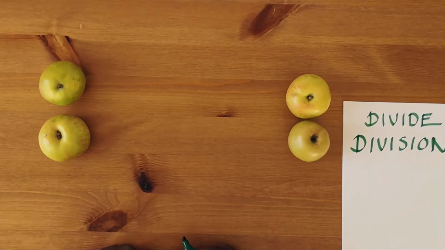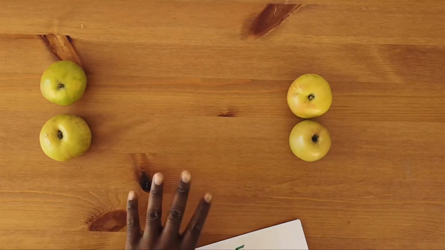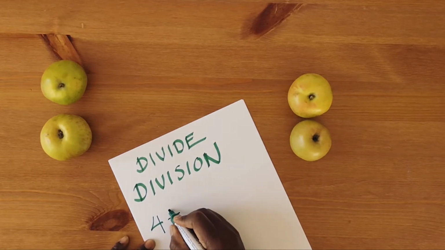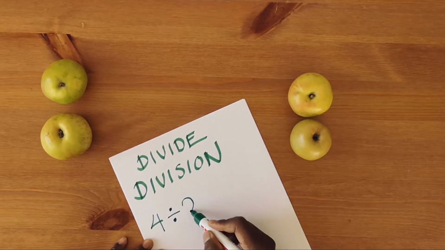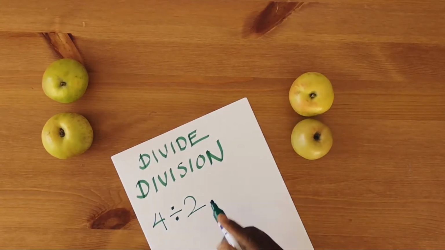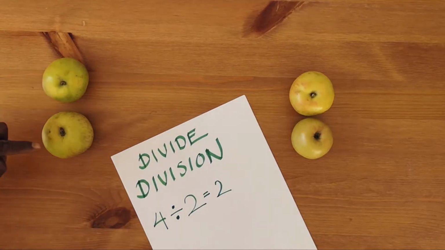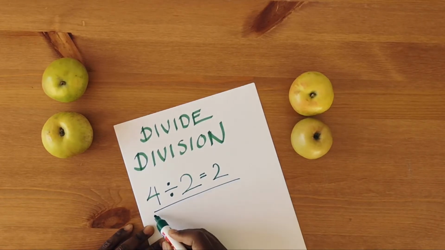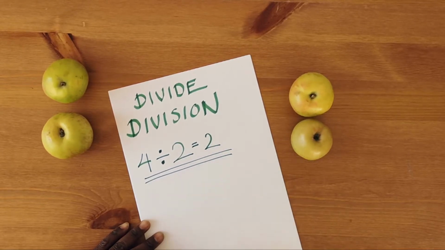Now, how would I write this down mathematically? Let's see. I've got 4 things that I want to divide, that's the sign for division, into 2 equal groups. So it's 4 divided by 2 equals 2, because I've got 1, 2 things in each group.